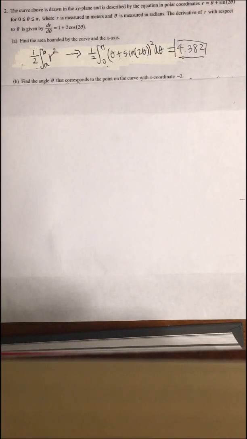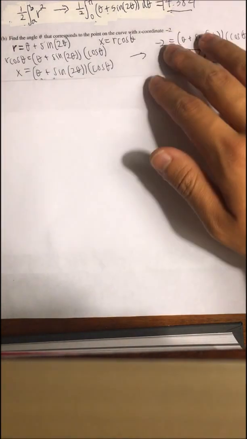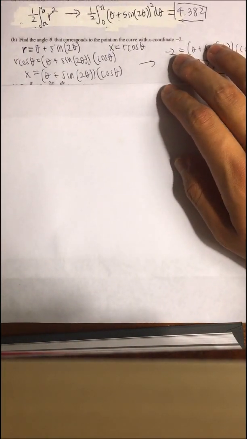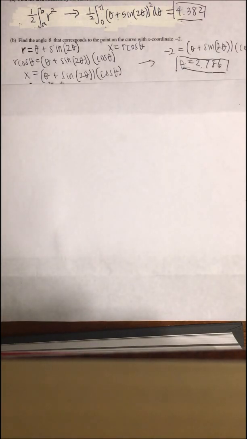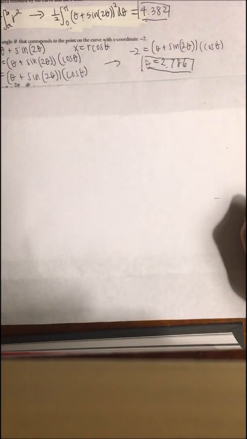Part B says, find the angle theta that corresponds to the point on the curve with the x-coordinate, -2. So we are given that r equals theta plus sine 2 theta, and we also know that x equals r cosine theta. So we multiply r by cosine theta, and then we get x equals theta plus sine 2 theta, all multiplied by cosine theta. And then we can plug in -2 for x, and from there solve for theta.